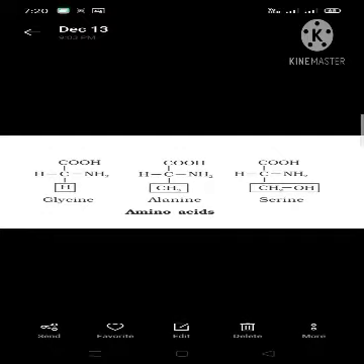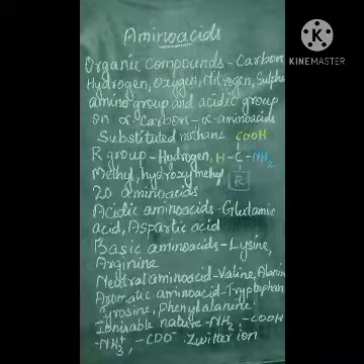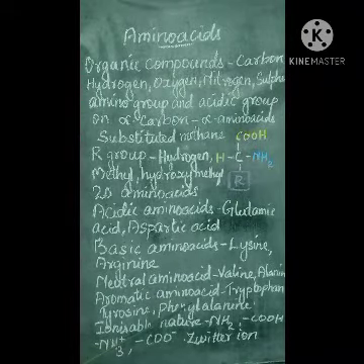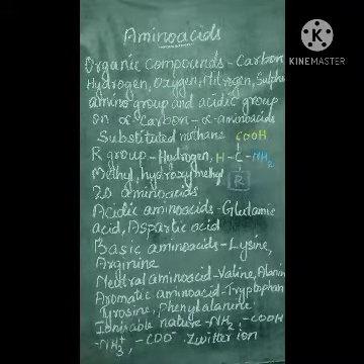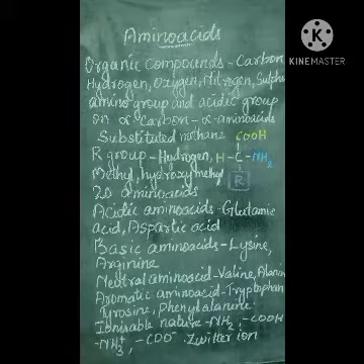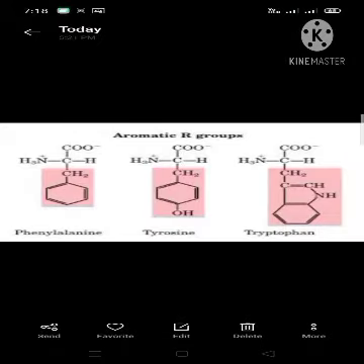Glycine, alanine and serine are examples of neutral amino acids as they have one carboxyl group and one amino group. Some amino acids are called aromatic amino acids because they have a specific aroma. For example, tryptophan, tyrosine and phenylalanine are examples of aromatic amino acids. Here you can see the structure of aromatic amino acids like phenylalanine, tyrosine and tryptophan.